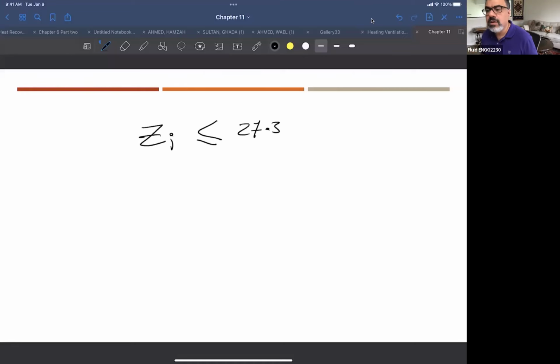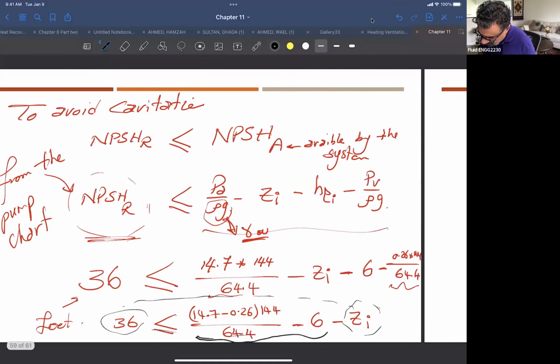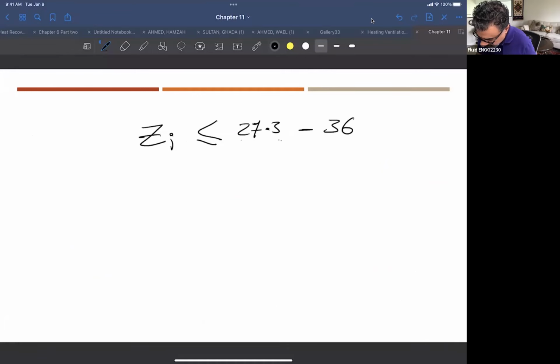For the people who are checking my numbers, please don't take it as the ultimate truth. If you have any small variation, let me know. And minus 36. So this whole thing here, when I calculate it, is 27.3, and that's 36 on the other side. So ZI here will be minus 8.7, and this is feet.